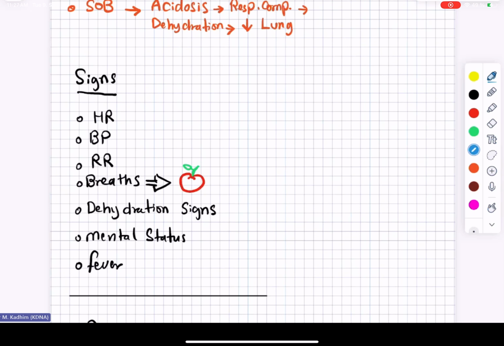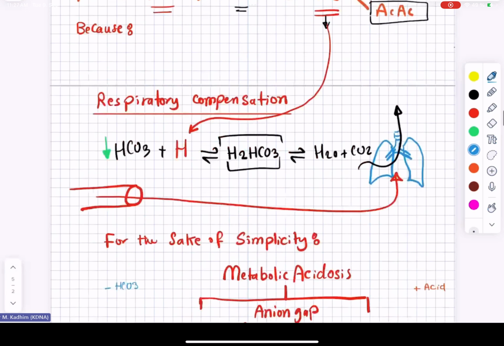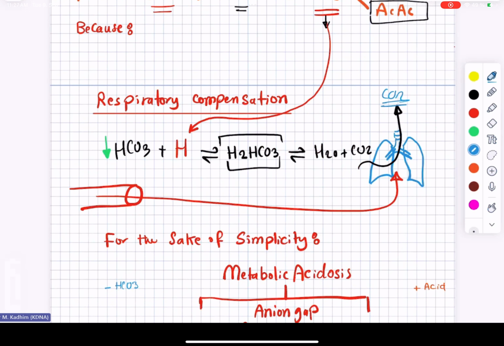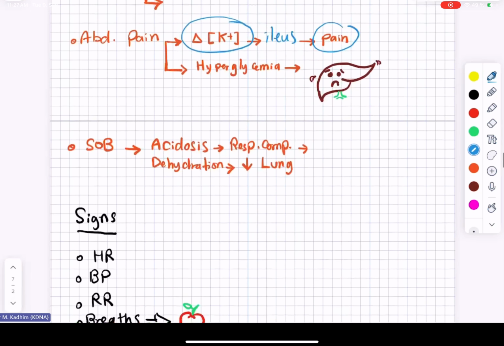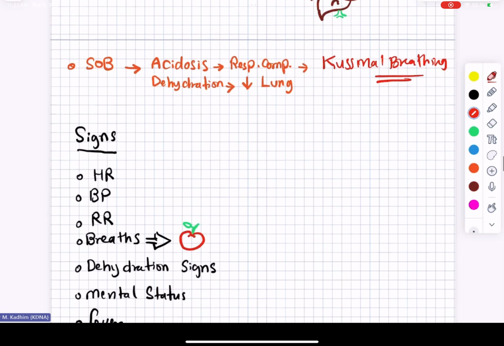Shortness of breath, of course. As we said, the compensation of metabolic acidosis is blowing off the CO2 outside. And in order to help that, the body will respond with an increase in the depth and rate of breathing, which is characteristic breathing. You guys know what it's called, Kussmaul breathing. This is a characteristic sign of the DKA patient because he wants to compensate for that acidosis.